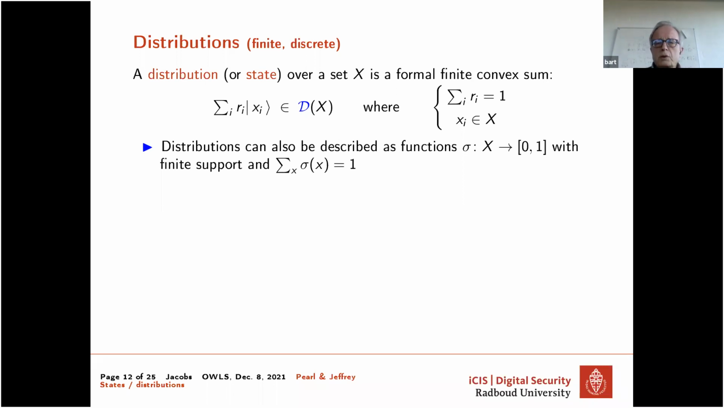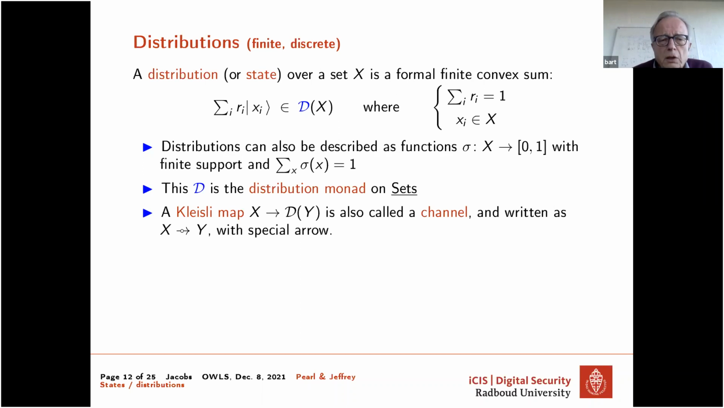And I'm using these funny brackets, these ket brackets as they're called in quantum theory, simply to separate the probabilities from the elements. It's syntactic sugar. It has no further meaning. Now, distributions can also be described as functions from X to [0,1] with finite support, and then the sum of these values should add up to 1. And I'll switch back and forth between this formal convex sum notation and the functional notation. The set of distributions on a set is a monad on the category of sets. It's called the distribution monad, so it's all very nice. I don't need too much of that.